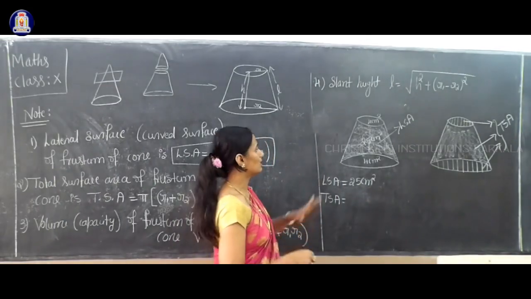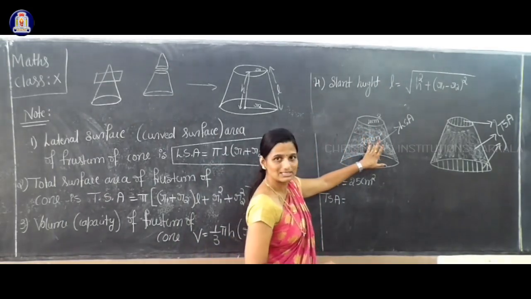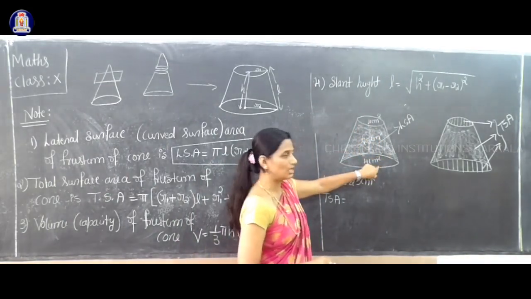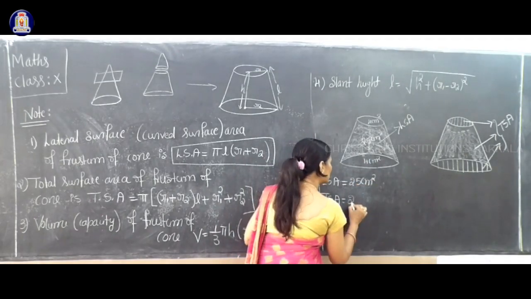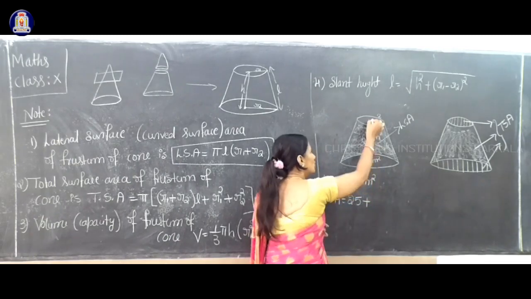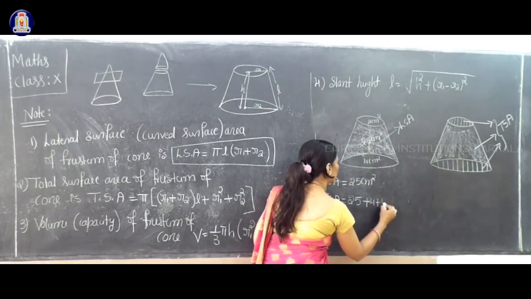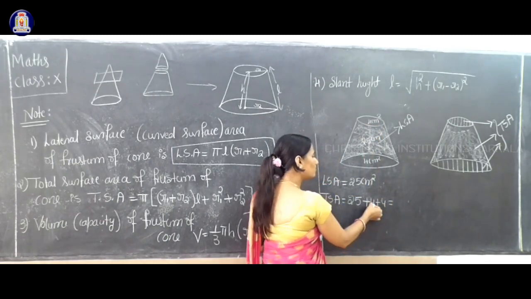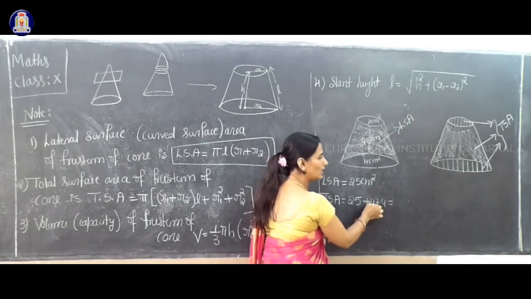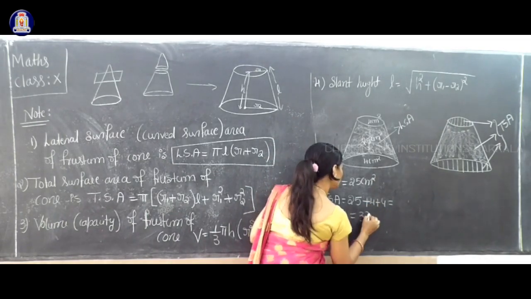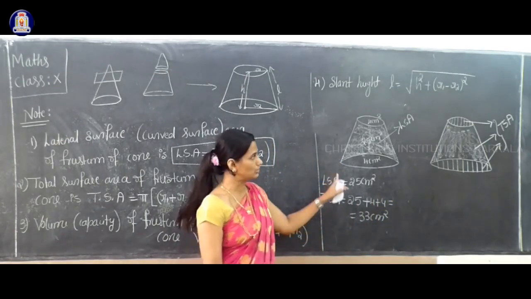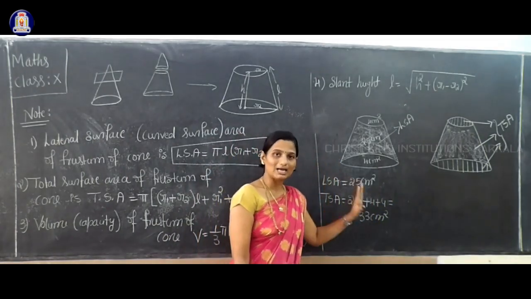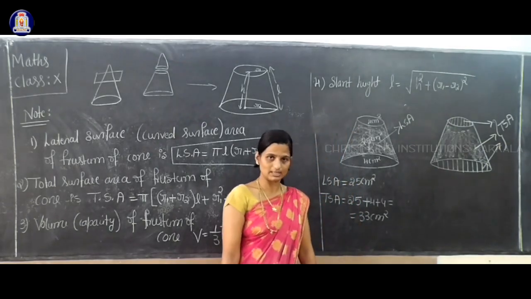Now, what is the total surface area? Total surface area means lateral surface area plus the area of these two circles. So now tell me, what is the total surface area? 25 plus 4 plus 4. How much is it? 25 plus 4 is 29, 29 plus 4 is 33. So 33 is the total surface area. Understood now the difference between lateral and total surface area?